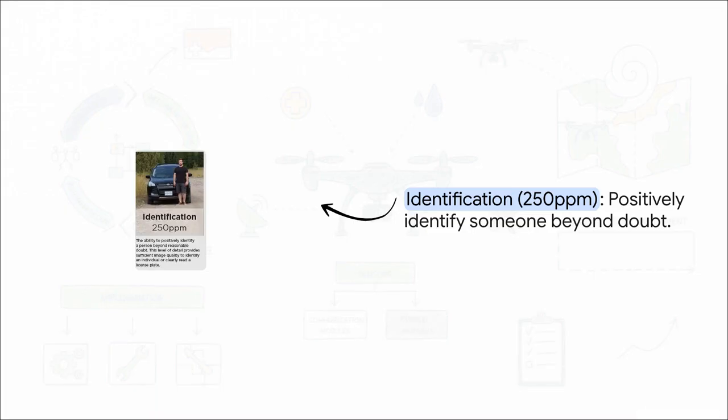This gives you undeniable clarity. You can positively identify a person beyond a reasonable doubt. But to achieve this extreme level of detail from a moving drone during a disaster, you have to perfectly, mathematically match the camera sensor to the exact flight altitude.